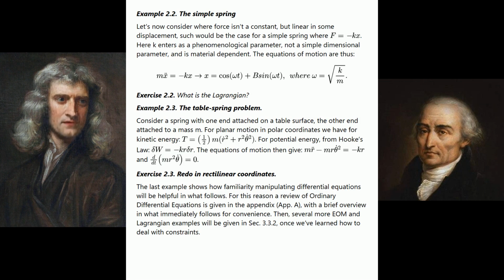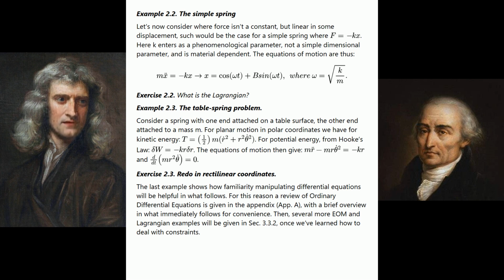Example 2.2. The simple spring. Let's now consider where force isn't a constant but linear in some displacement. Such would be the case for a simple spring where F = −kx. Here k enters as a phenomenological parameter, not a simple dimensional parameter, and is material dependent. The equations of motion are thus, see the equation shown. Exercise 2.2. What is the Lagrangian?